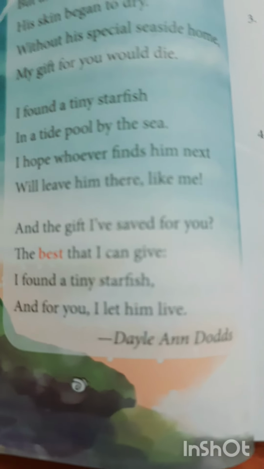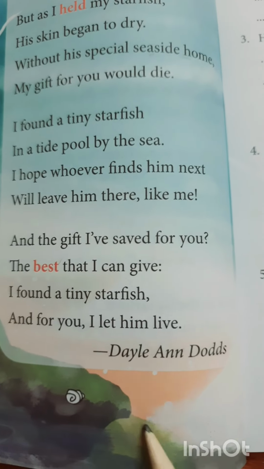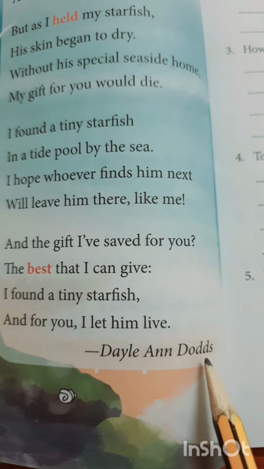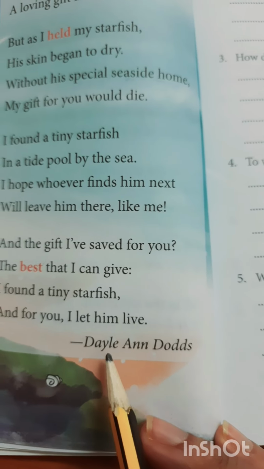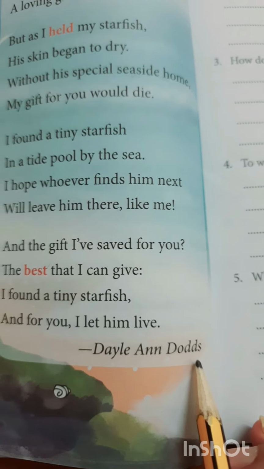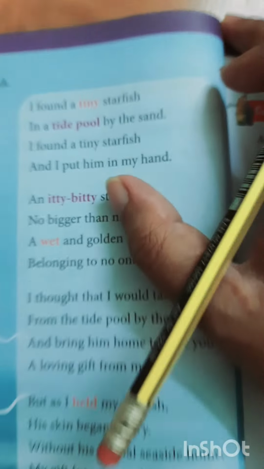What's the name of the poet? Look here. What's the name of the poet? Dale and Dots. Children, are you ready to read the poem? That's good.